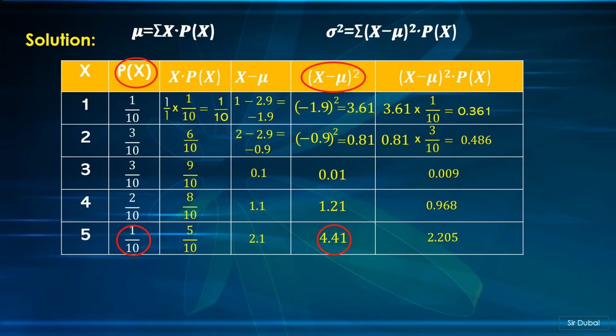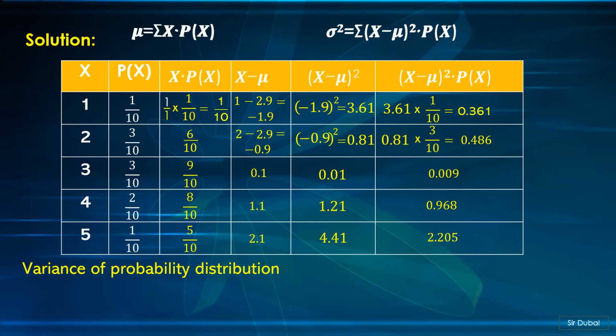So we are already done solving the table. But if we go back to our example, the only problem there that we were not able to solve is the variance and standard deviation. So we're not going to solve it now.